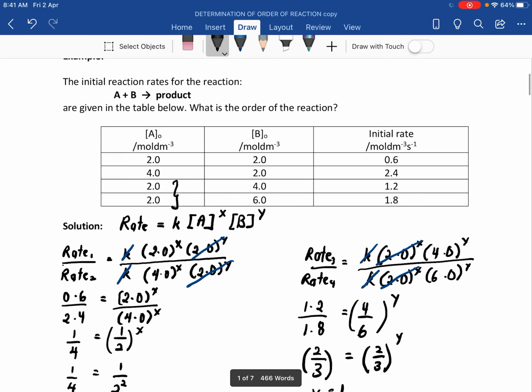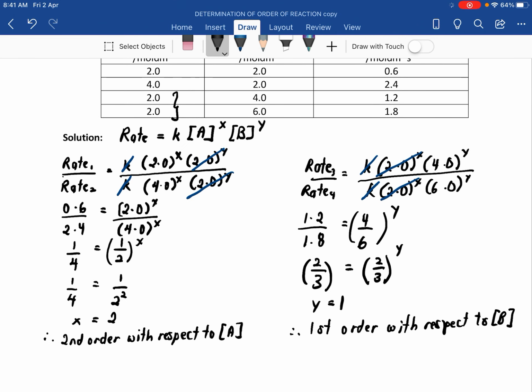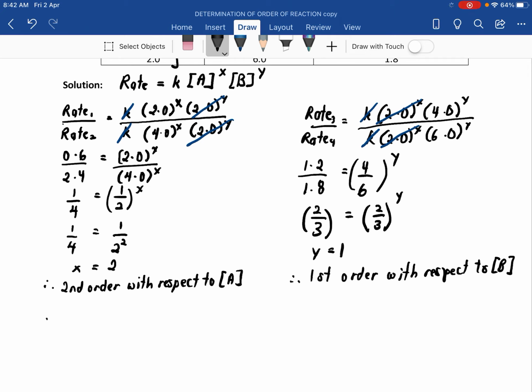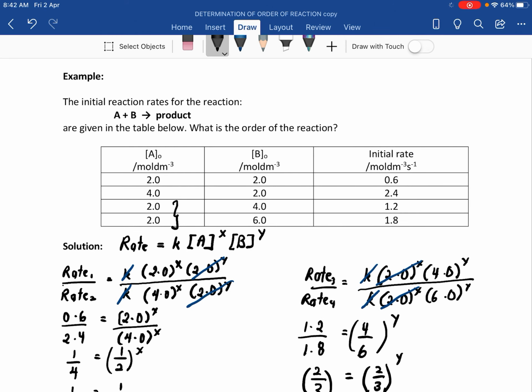It depends on the question. If the question asks what is the order of reaction, that means we give all of them: the order of reaction with respect to A, the order with respect to B, and then the overall order, which is second order plus first order, so it becomes third order. That is how we do it when a question gives us information about the initial rate of the reaction in different experiments.